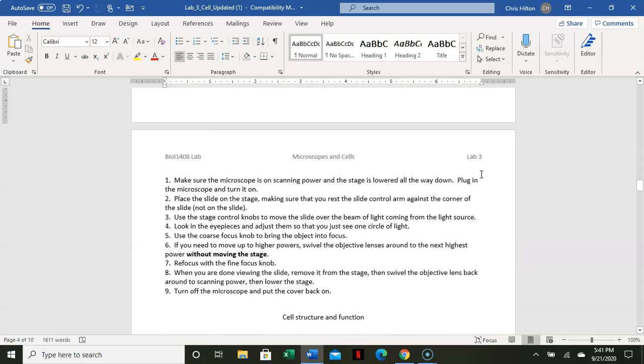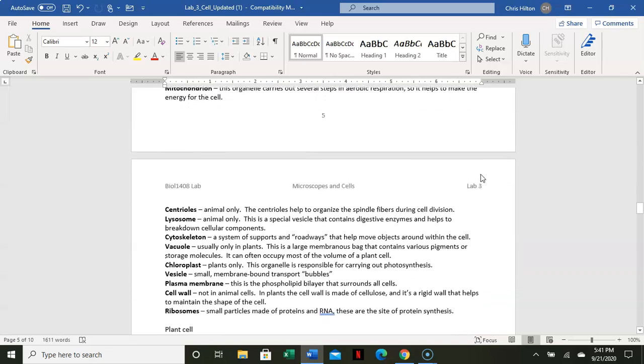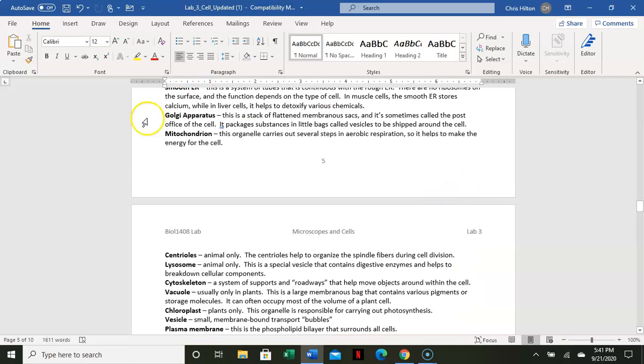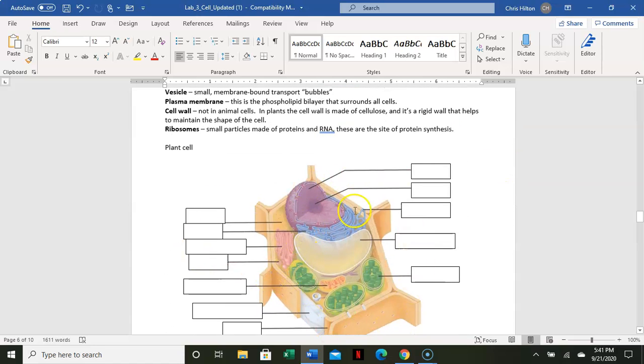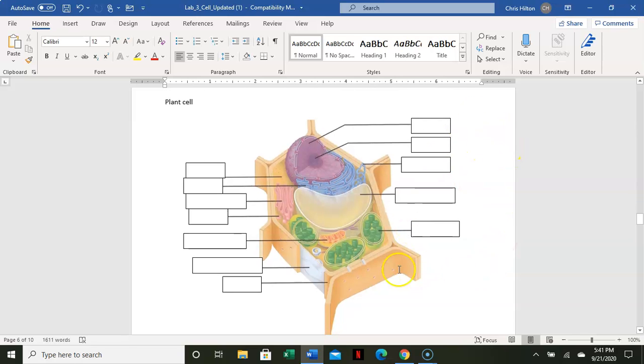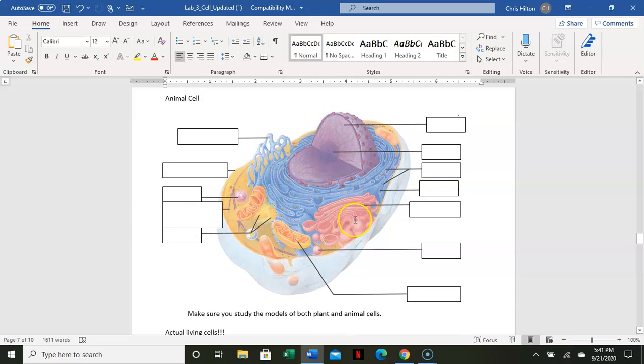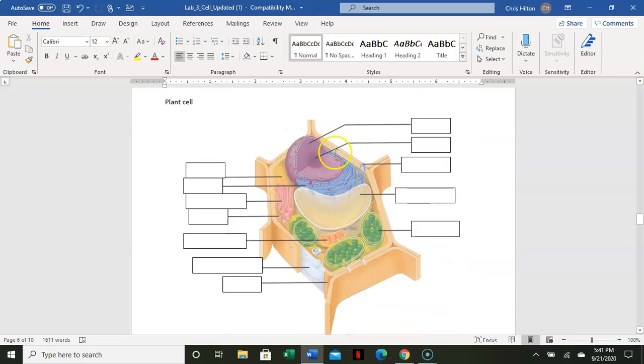Okay, so if you got through the microscopes, you want to start here. Again, we probably want to summarize their function as we label. So you can put it out to the side or maybe in the box. This is a plant cell.